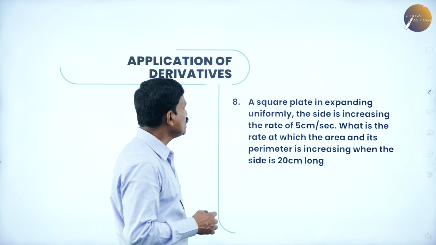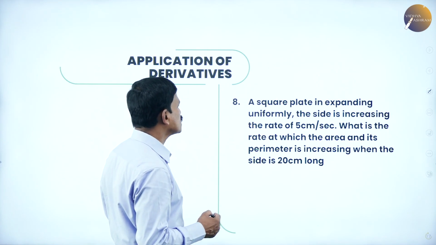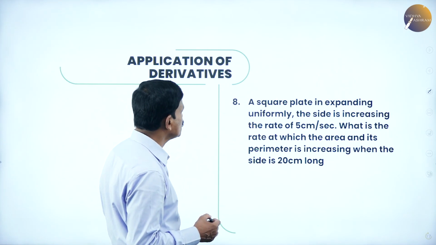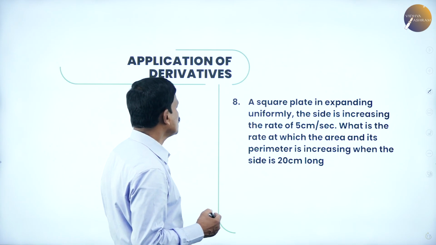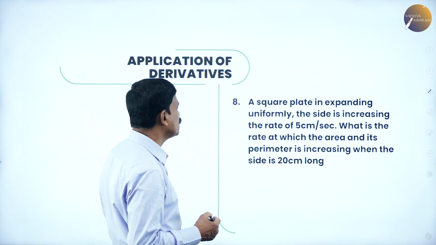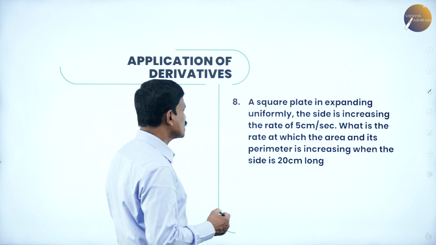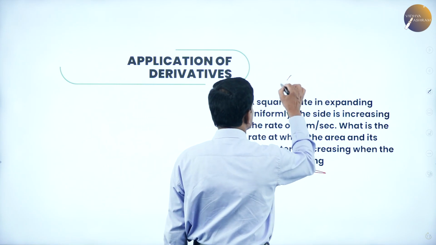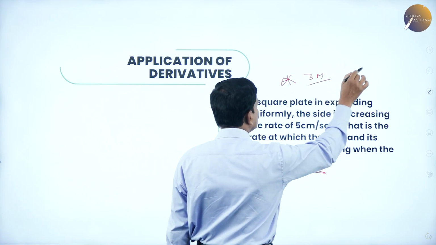A square plate is expanding uniformly. The side is increasing at the rate of 8 centimeters per second. What is the rate at which the area and the perimeter is increasing when the side is equal to 20 centimeters? This is a very important problem for 3 marks.